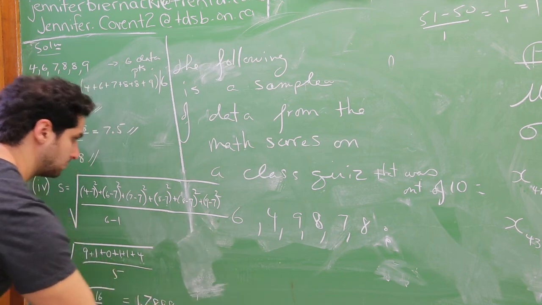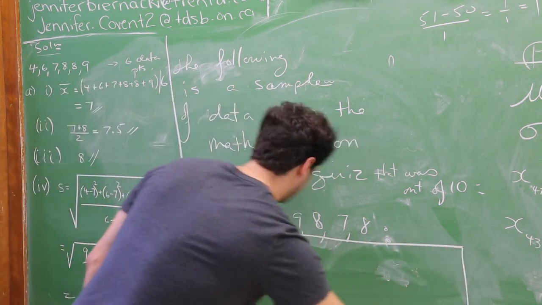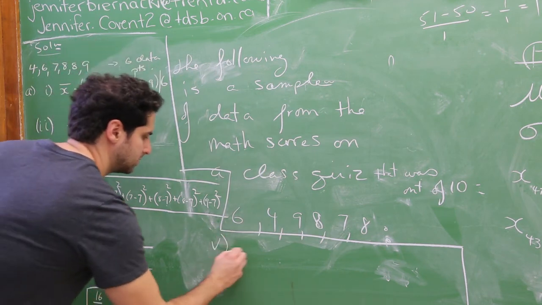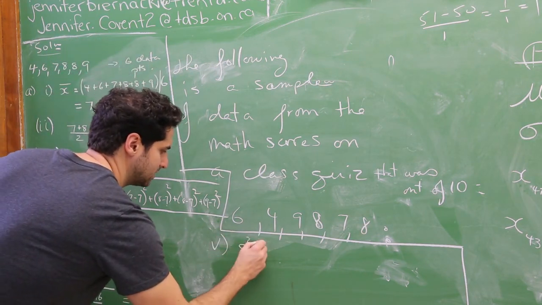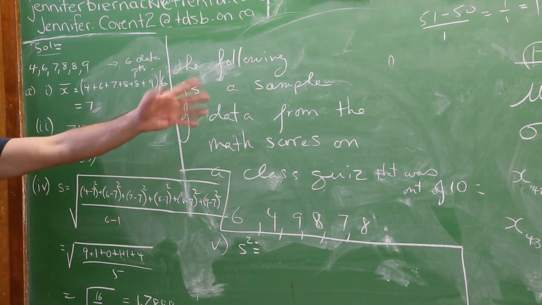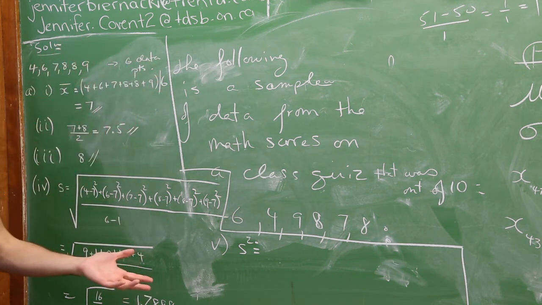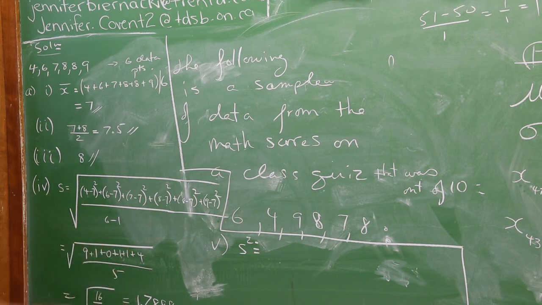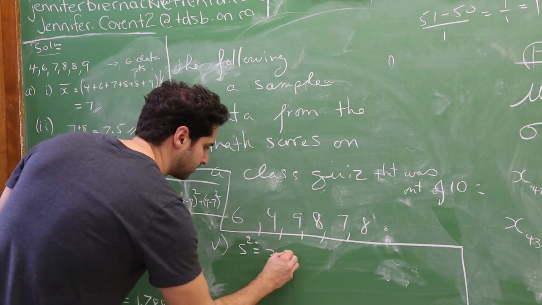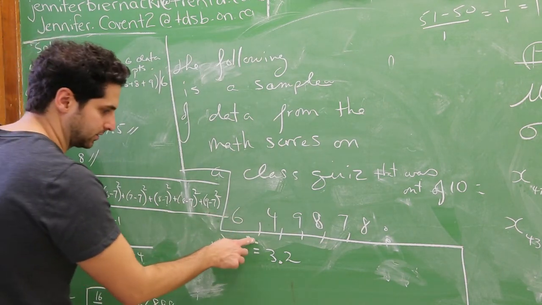4 over root 5. What's next? Variance. 16 over 5. The way I asked it was stupid. What should I have asked for first? Variance. It would have been cleaner if I asked for variance first, right? But now I'm going to square this back. What does that give me? 3.2. You don't have to approximate that. It's exactly 3.2.